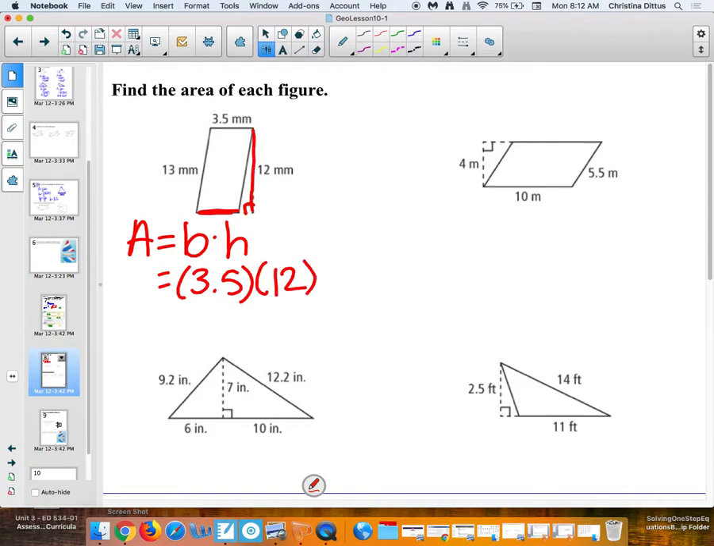What should I do with 3.5 and 12? Multiply them in our calculator. What do we get? 42. And then I need to label. What would I label this? Millimeters squared. Area always has a squared unit.